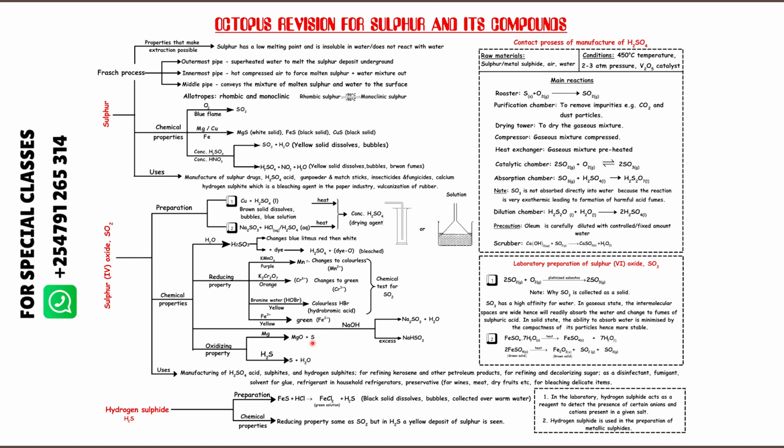So that is why when you lower a burning magnesium into a gas jar full of sulfur(IV) oxide, you get magnesium oxide and sulfur. Then we have another reaction: you can invert a gas jar containing sulfur(IV) oxide over another gas jar containing hydrogen sulfide. The gases must be moist. Then you get sulfur and water.